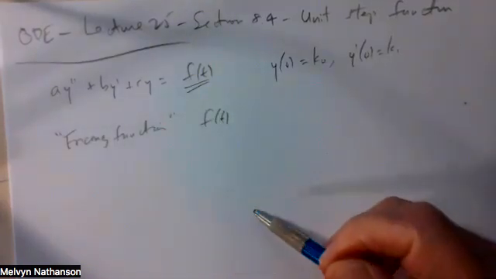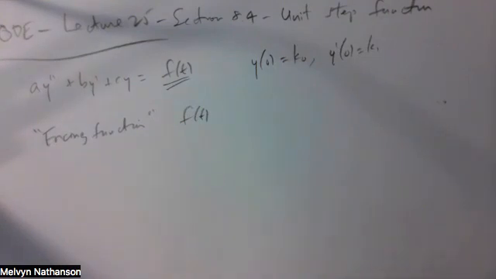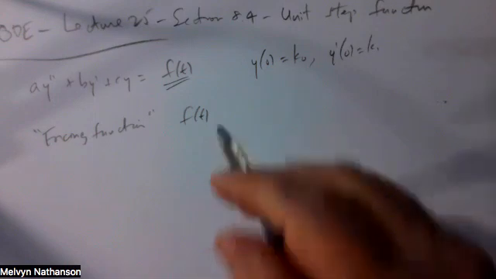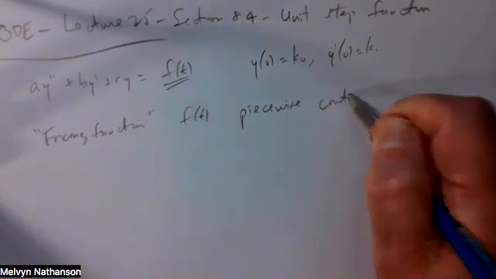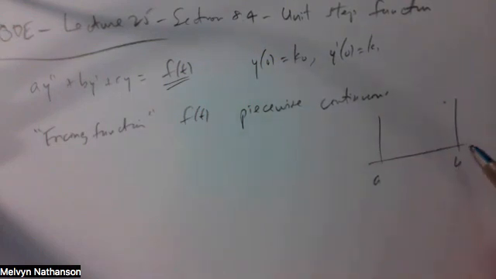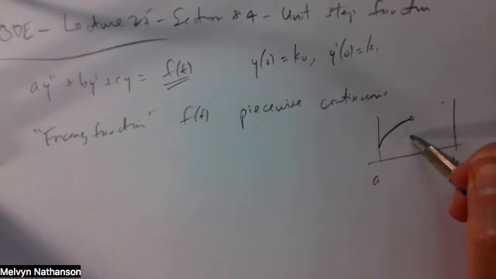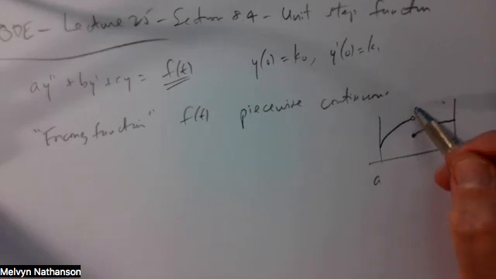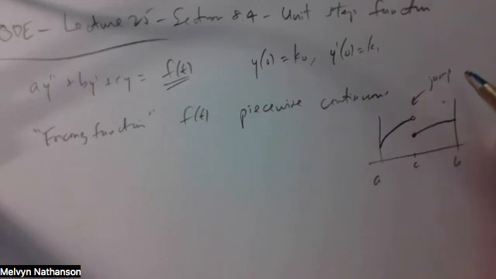f of t. And in the previous section, we dealt with the case where f of t was continuous. But now we want to consider forcing functions that are piecewise continuous. So a function that is piecewise continuous, let's say on the interval from a to b, might look like this, goes up. And then we have at this point what is called a jump discontinuity.